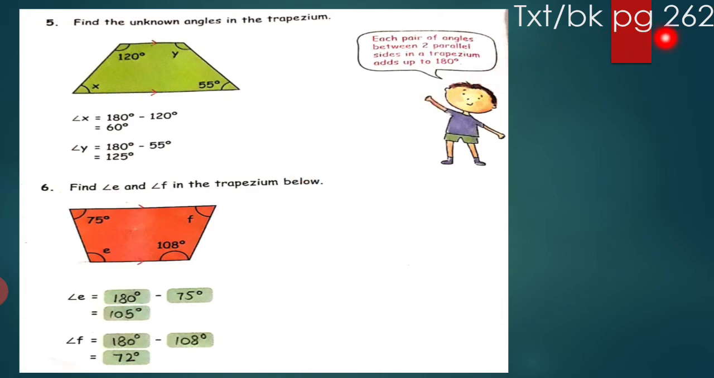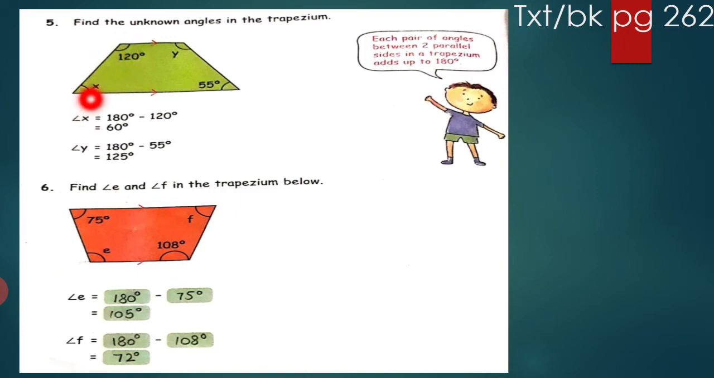Here is textbook page 262, students. Example number 5. Find the unknown angles in a trapezium. You are supposed to find the unknown angles. Okay, opposite angles are not equal in a trapezium. This is not the property of a trapezium. This is the property of parallelogram and rhombus. But the second property is satisfied.